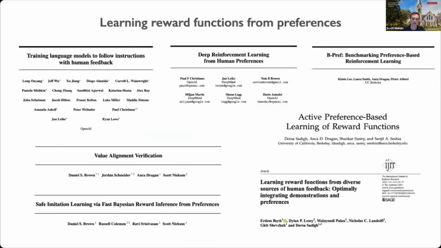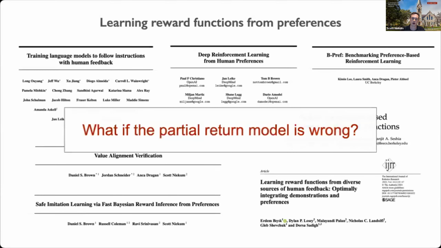So these are just two quick examples of this large and growing field. Like I mentioned, there are tons of other papers out there doing it, but the key bit is that all of these are really assuming partial return as the underlying model that is generating people's preferences, that's driving people's preferences.